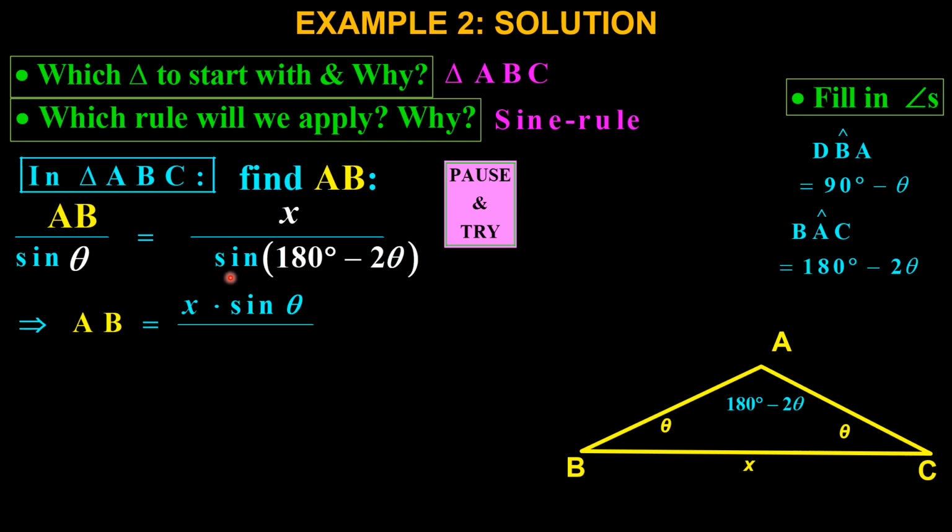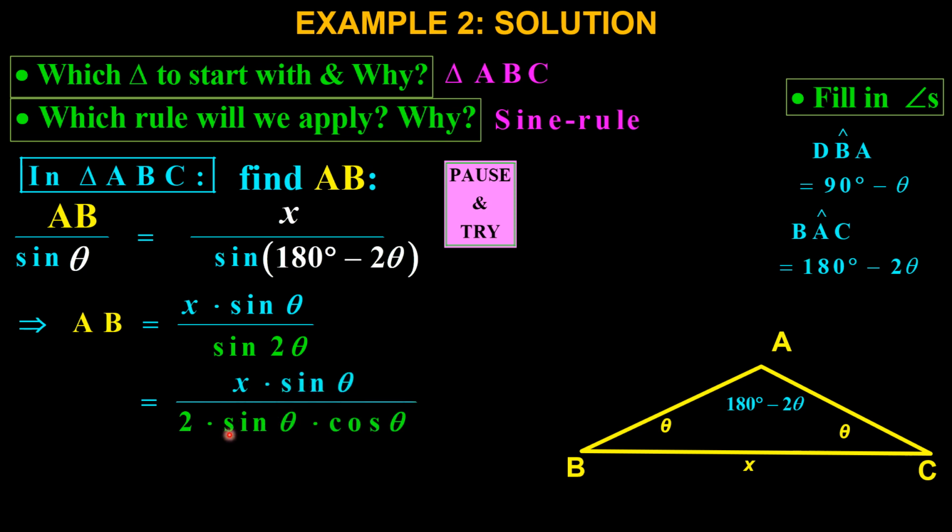But 180 minus 2 theta, sine of that, you can reduce that. And if we reduce that, we end up with sine of 2 theta, right? So we change that using our reduction formula, sine 2 theta. But now we end up with sine 2 theta, which should remind you of, that's right, a double angle identity. So we replace it with the double angle identity, 2 sine theta cos theta. Okay. Now we can simplify. There's a sine theta and a sine theta, so let's cancel out the sine thetas, and that leaves us with x over 2 cos theta. So there we calculated the length of AB.